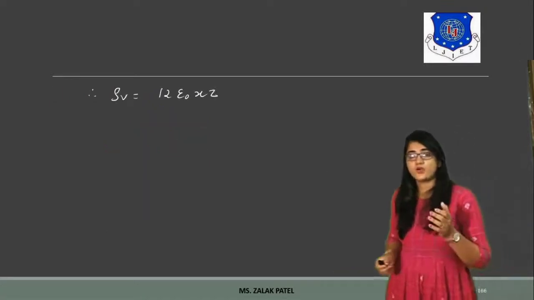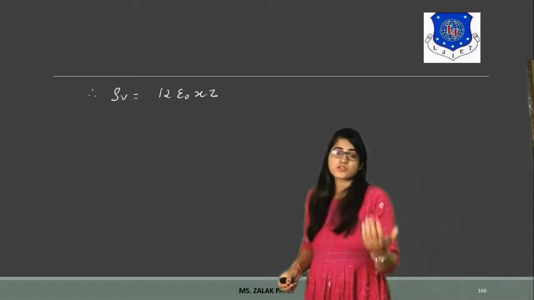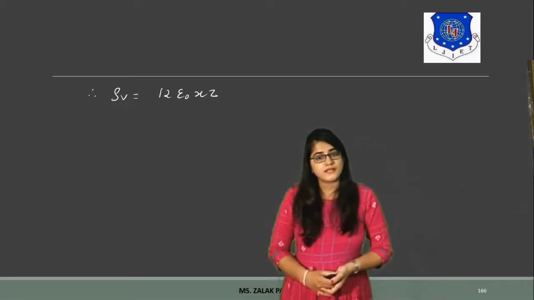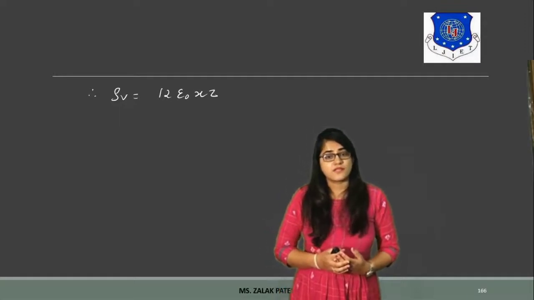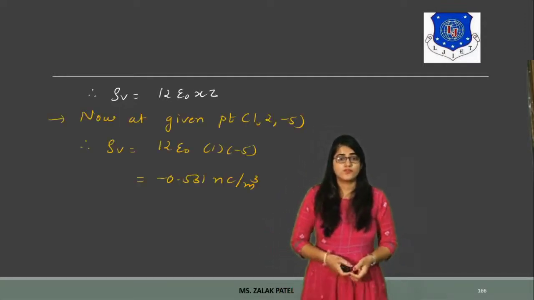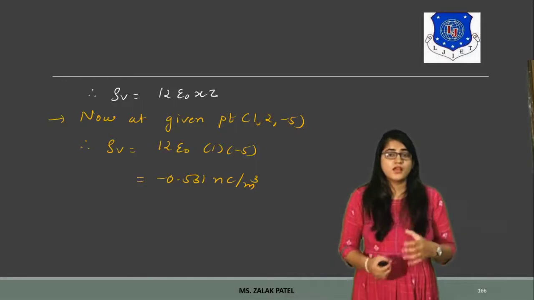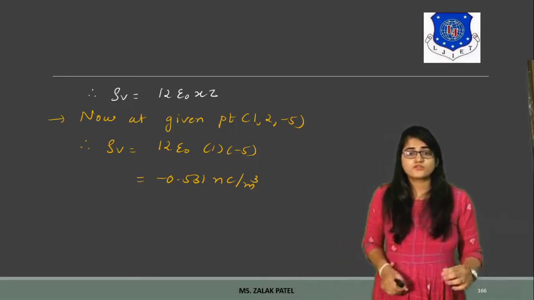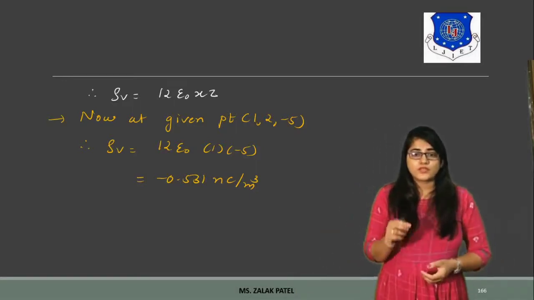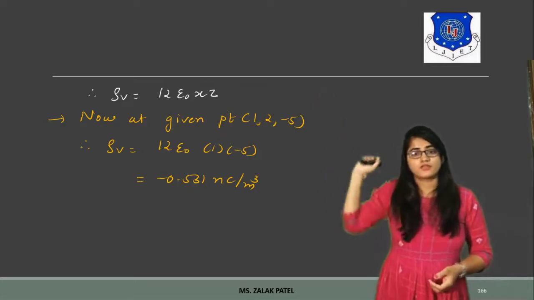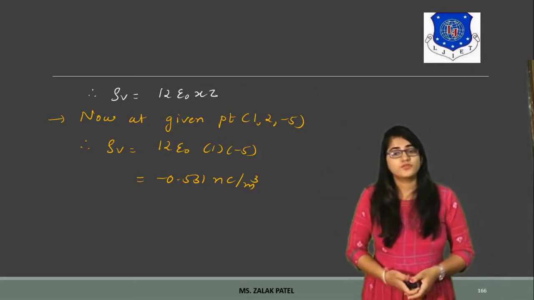From this you can find out the volume charge density, because del dot D is nothing but our volume charge density according to Maxwell's equation. So this is the answer for volume charge density. Now if it is asked to find it at a given point, you have to put the x, y, z values in this equation, so you can get the value of rho v.